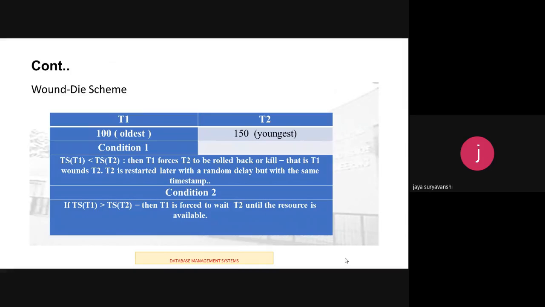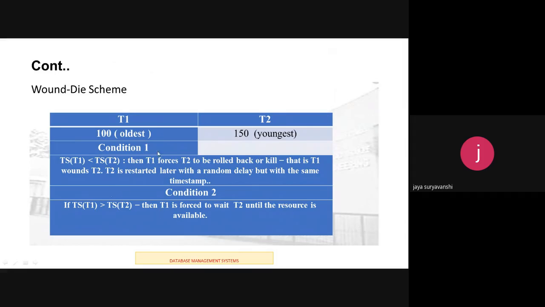Suppose the transaction Ti, which is the older one, is represented as T1, and it needs resources already locked by another transaction Tj, here T2. T2 has already been assigned some resources, and those resources are required by transaction T1. In this scheme, the database management system checks the timestamps of both transactions, T1 and T2, and performs the following operations.